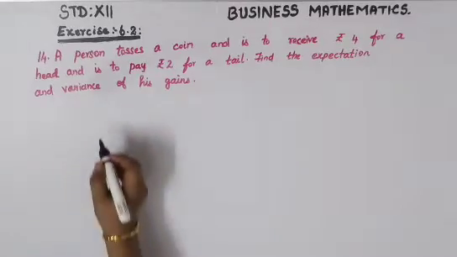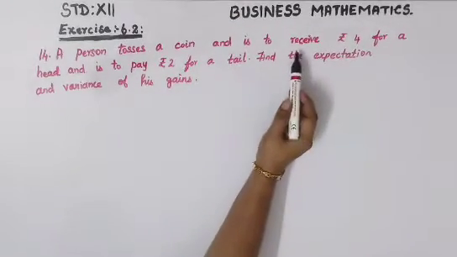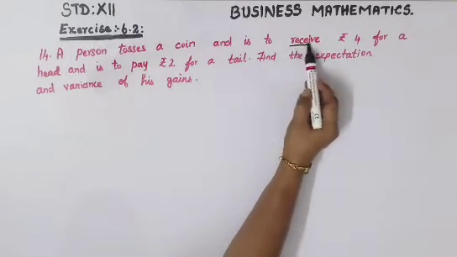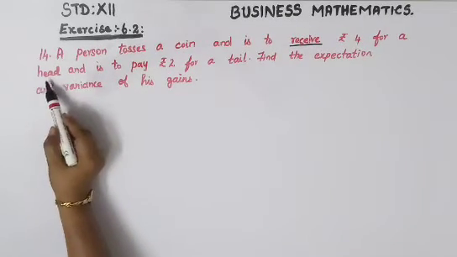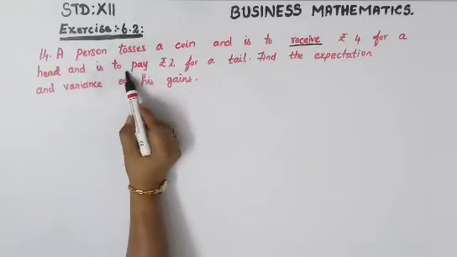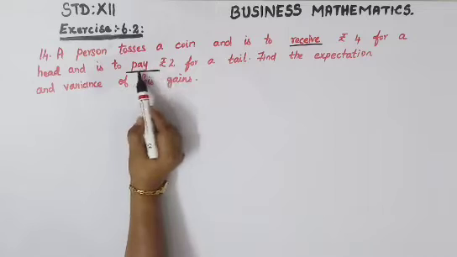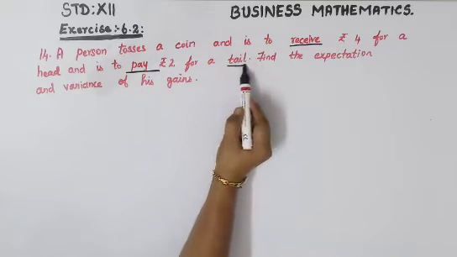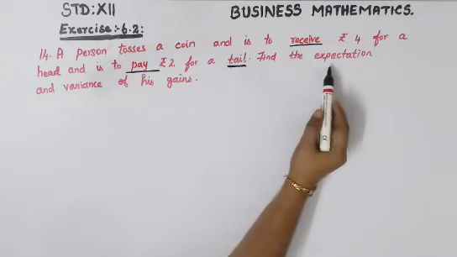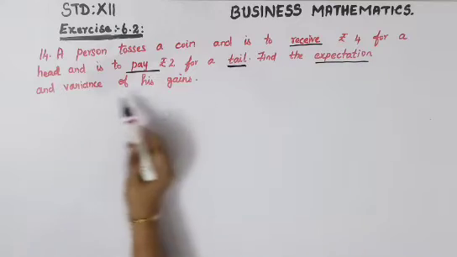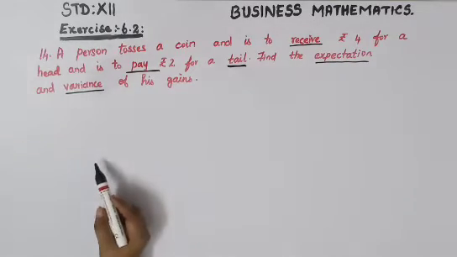So first, what is given is they are tossing a coin. If a person receives rupees 4 when he gets a head, and he has to pay, that is a loss for him, rupees 2 when he gets a tail. So this is the condition given, and what is asked is the expectation, that is E of x, you have to find it, and your variance you have to find it.